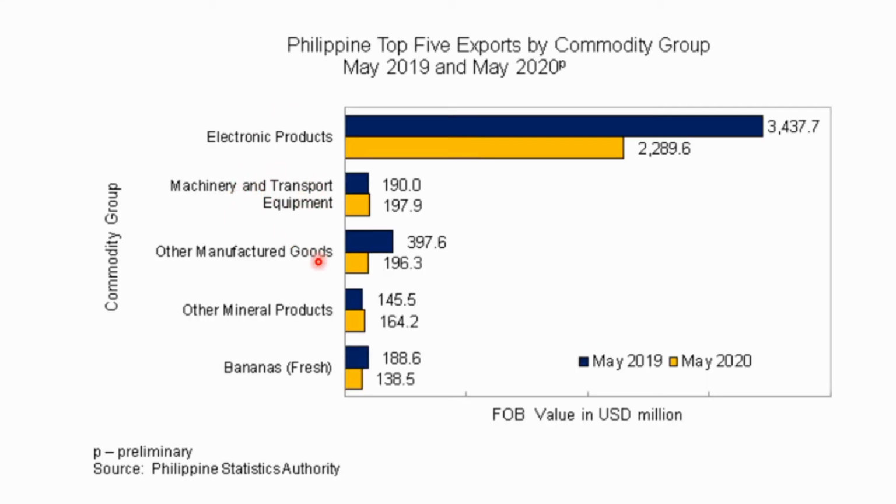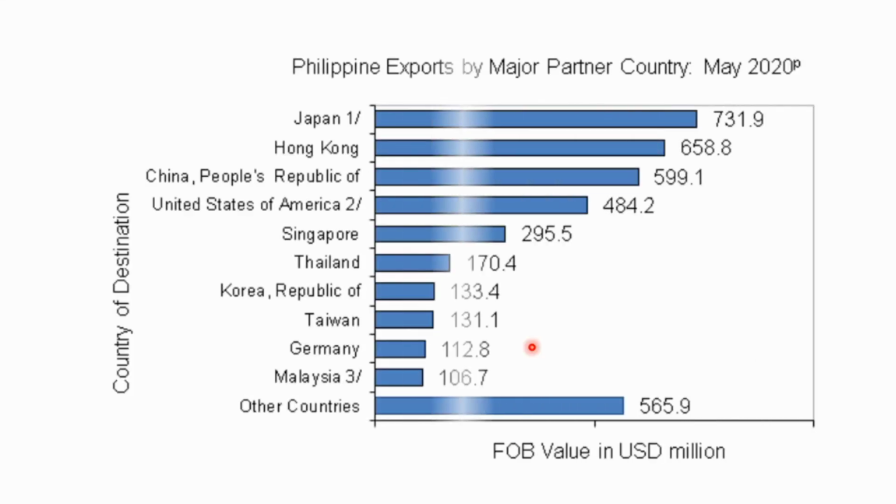Another figure showing the top 5 commodities we exported. We have electronic products, machinery and transport equipment, other manufactured goods, other mineral products, and bananas. Another figure showing the major trading partners of our country in May 2020. So we have exported those commodities in Japan, Hong Kong, China, USA, Singapore, and so on.